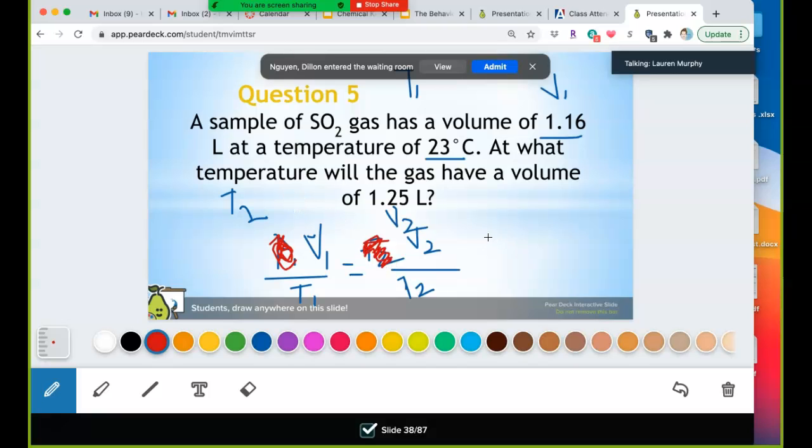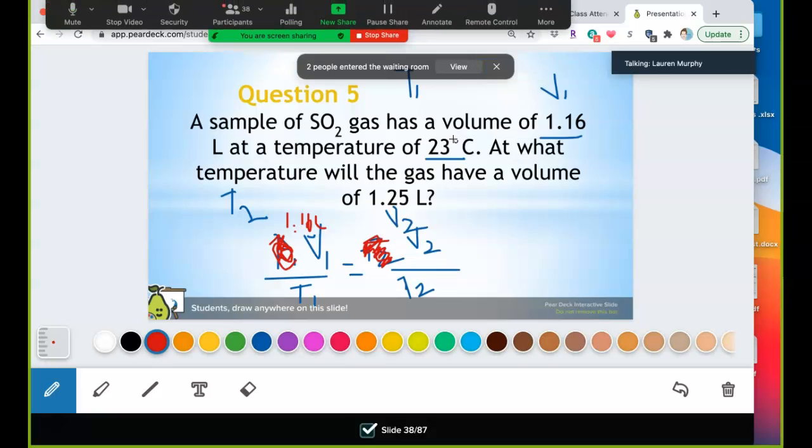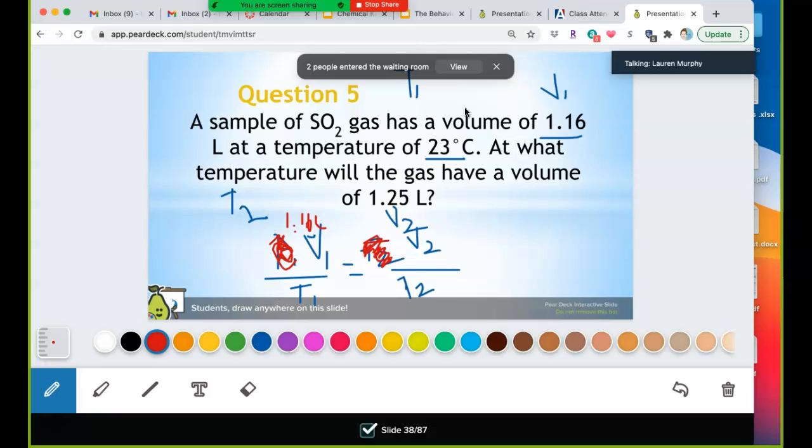So V1 is 1.16 liters. T1 is not 23. Remember, you have to add 273 to it. So 273 plus 23 would be 296 Kelvin. V2, my new volume, is 1.25 liters.